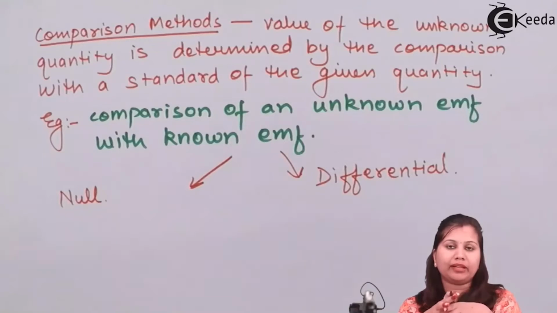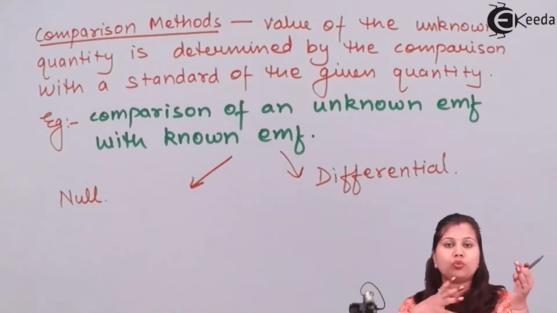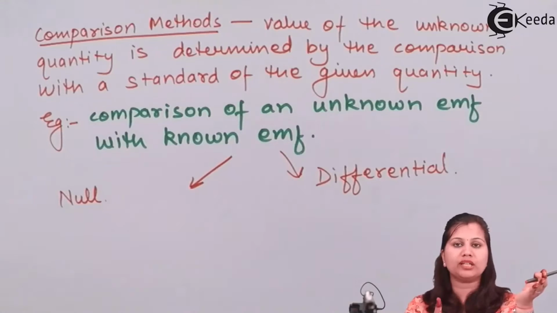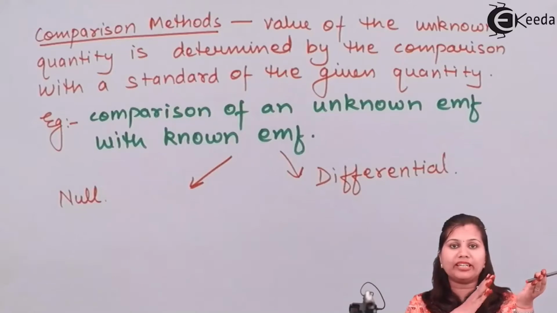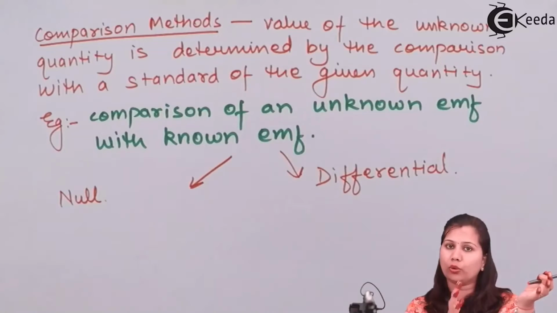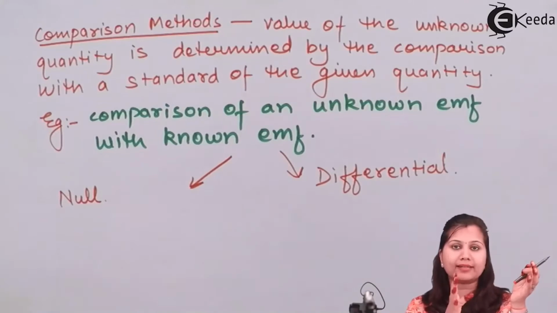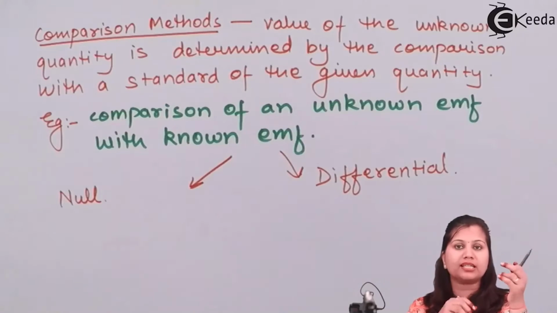Suppose we take an example: we are measuring resistances using a Wheatstone bridge. What do we have in a Wheatstone bridge? We have four arms in which we connect the resistances. In one arm we have the unknown resistance, and in the three other arms we have known resistances. The bridge will be balanced, meaning no current is passing, or the galvanometer connected between the two arms will show a null deflection, when the ratio of the four resistances is equal.